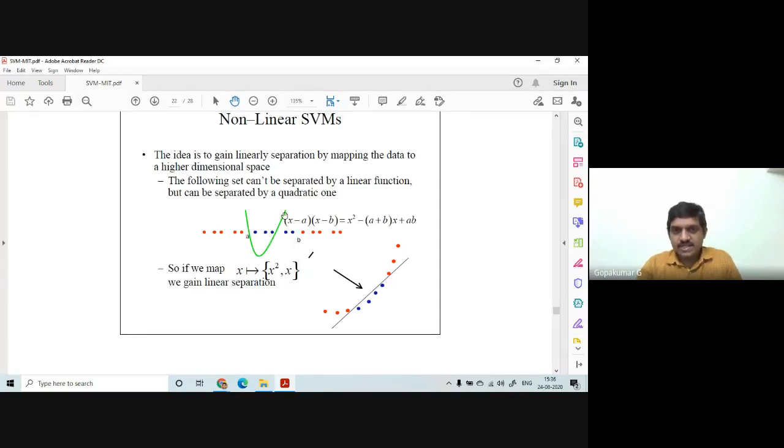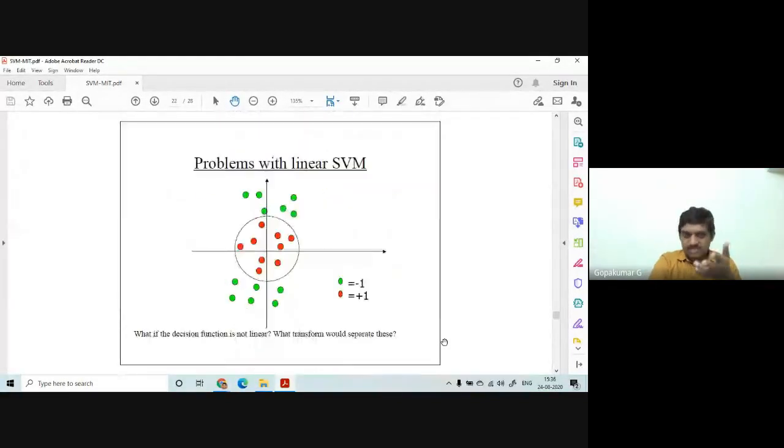Here we cannot draw a line to separate them. But if you map this into a parabola or a second order polynomial form, something like the bottom figure, then you may be able to draw a straight line where the red points are on one side of the decision boundary and the blue points on the other side. Then you can say it is linearly separable. Linearly separable means you can draw a line there. So it's a non-linear SVM.